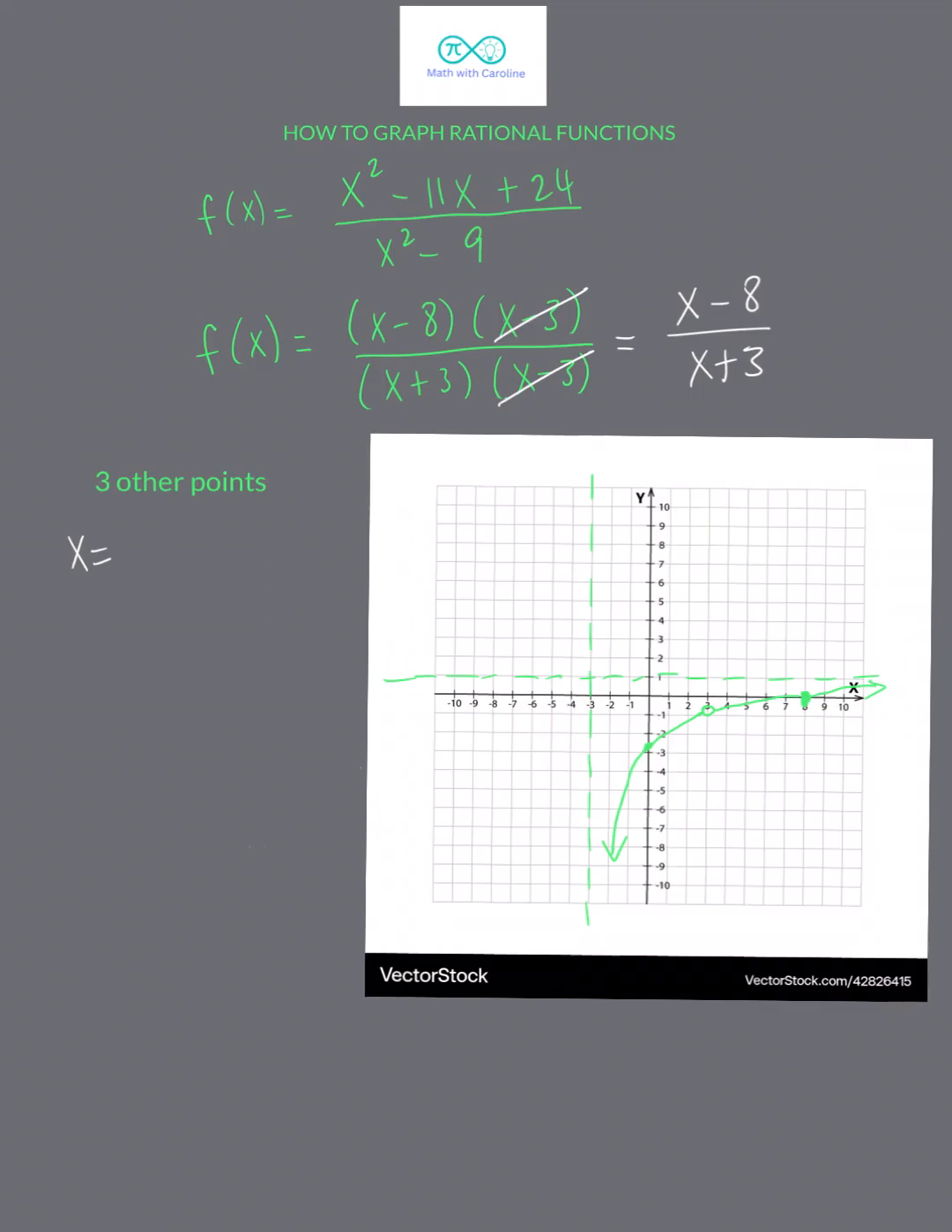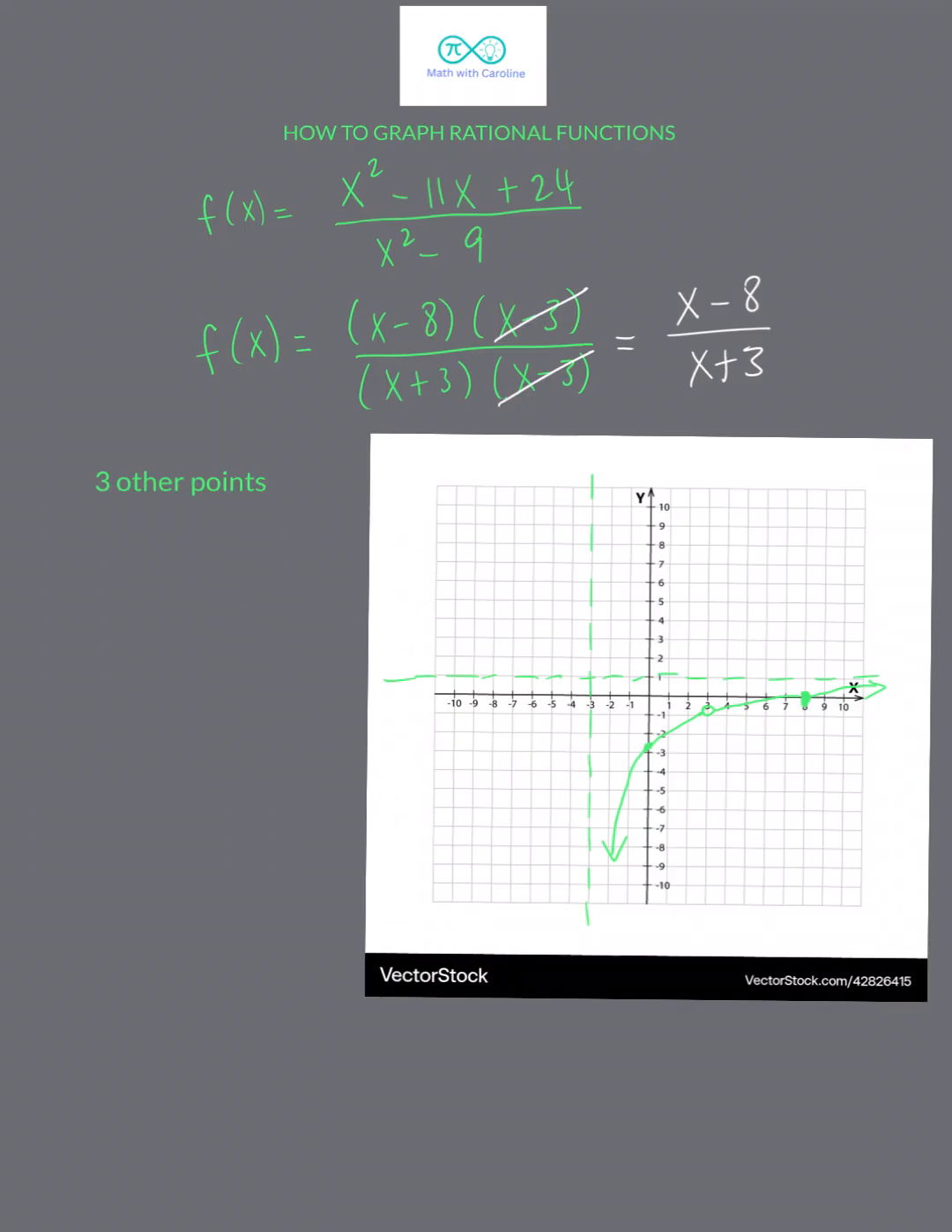For the next point, we could plug in x equals -5. So that would be -5 minus 8 over -5 plus 3. That's -13 over -2. That's 13 over 2. Now again, to graph, it's usually easier to look at this as a mixed number. So this would be 6.5. So we also have the point -5, 6.5.